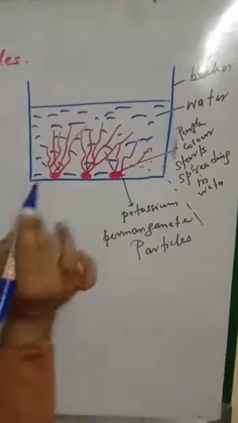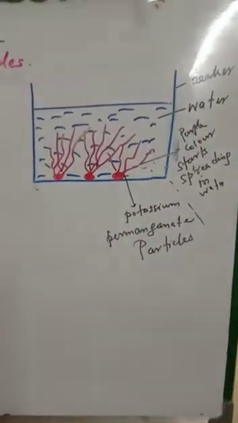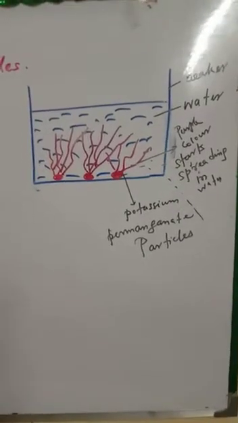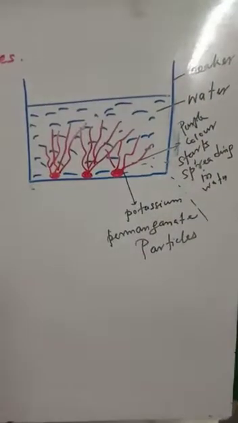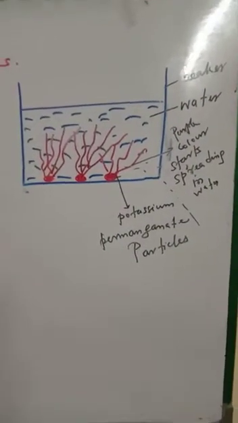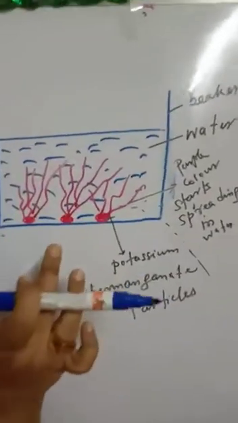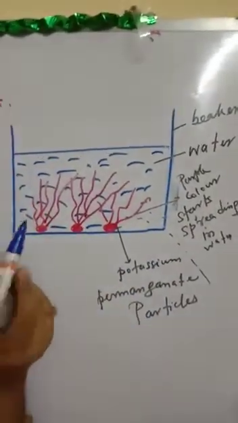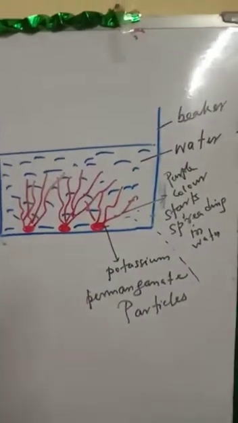Now in this beaker you see these red dots. These are actually potassium permanganate particles, which are violet black in color in reality. Now after you place this, what do you observe? We observe that some purple color will try to come up from these points, that means these crystals, and it will just go on spreading up in water.